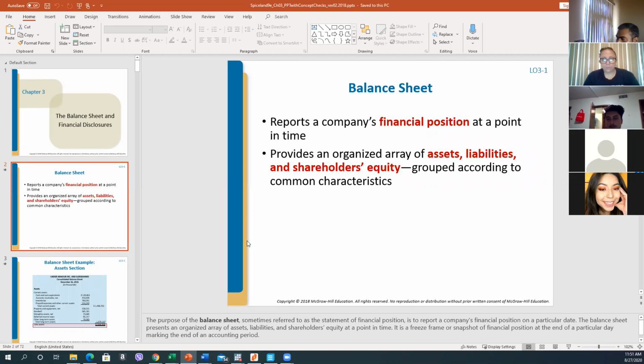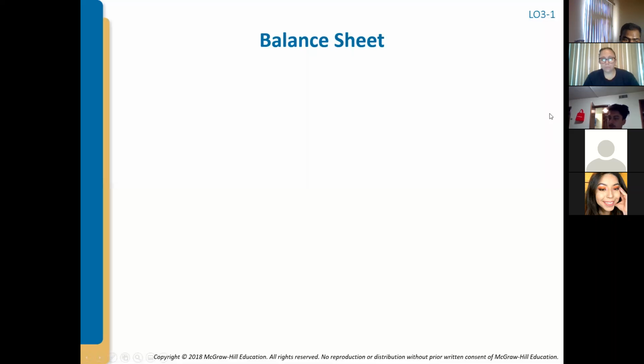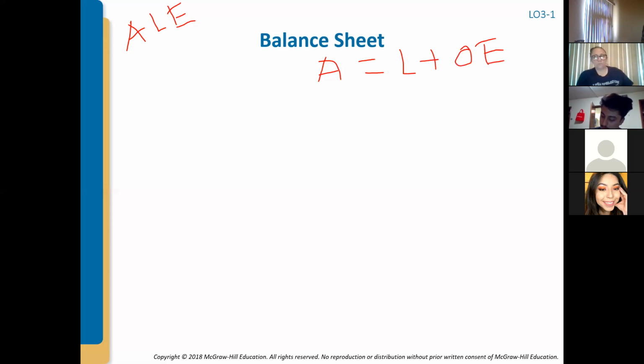So the balance sheet. We will talk about the balance sheet and how to prepare the balance sheet. So in the balance sheet, we normally present what? We present the assets, liabilities, and equity, correct? Balance sheet is actually the presentation of asset equal to liabilities plus owner's equity, correct?